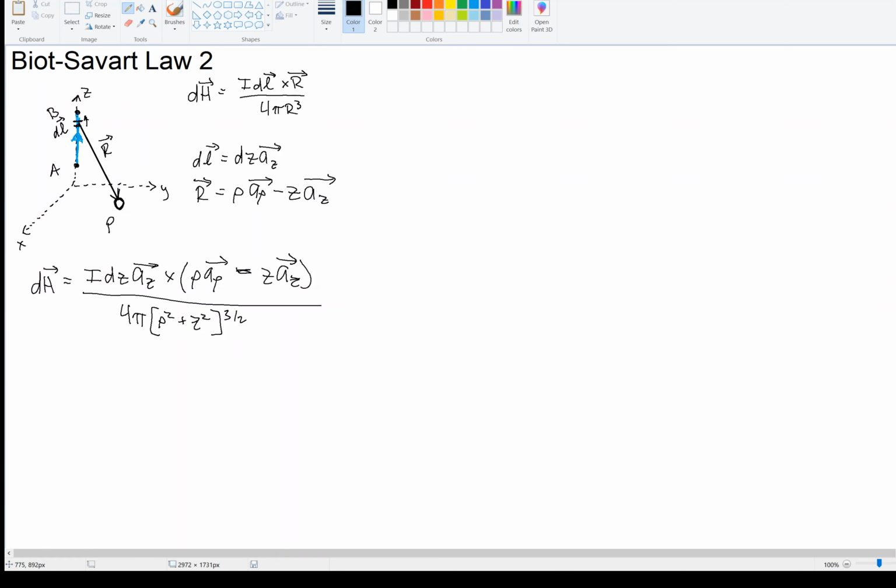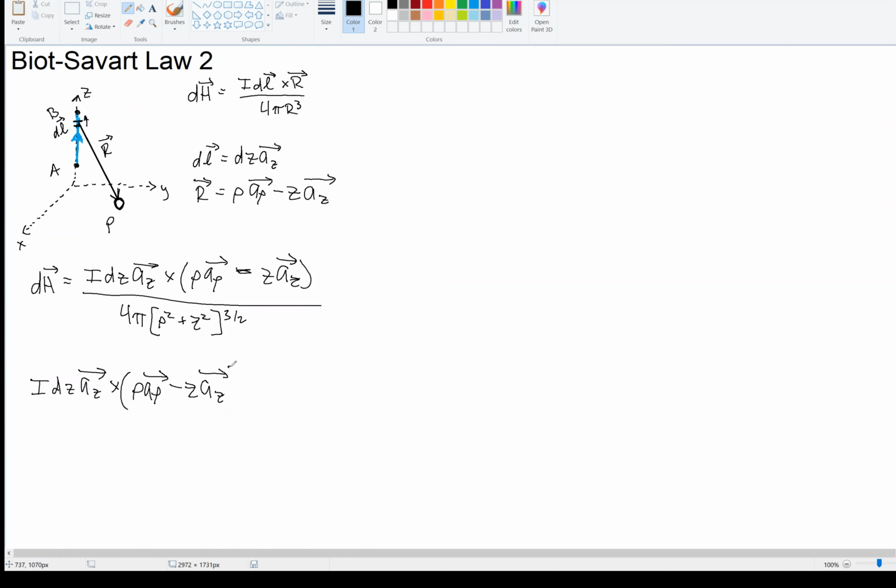All right, now let me work on that numerator. Let me work on that cross product. So I have I dz in the z direction. So let me set up my cross product. I'm just going to handle that for right now. So this is I dz az cross rho a rho minus z az.